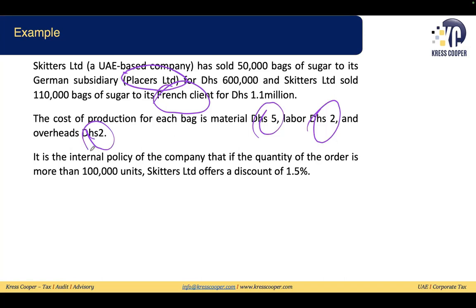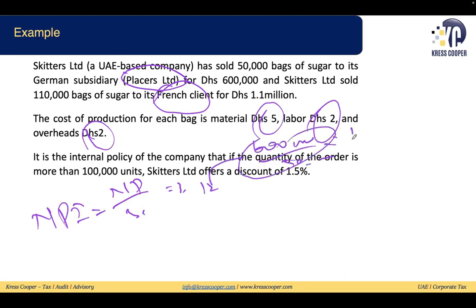Net profit, I'm assuming my base is sales. 3 divided by 12, 25%. NPI of the controlled transaction is 25%. How did I identify it? NPI of the controlled transaction is equal to net profit divided by sales. Sales is equal to 12. How did I calculate 12? 600,000 divided by 50,000 is equal to 12.